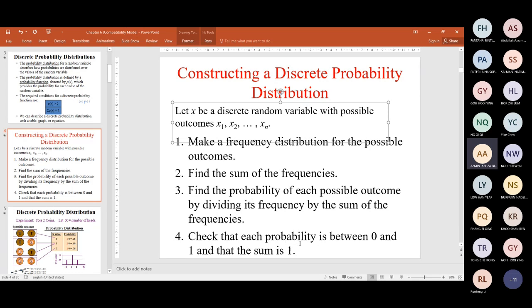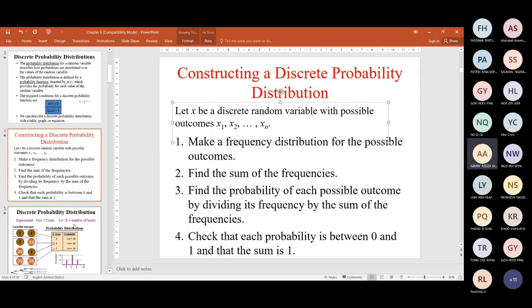To confirm that your value is valid or logical, if you get more than 1 or less than 0, then something is wrong. You need to check because probability must be between 0 and 1 inclusive.